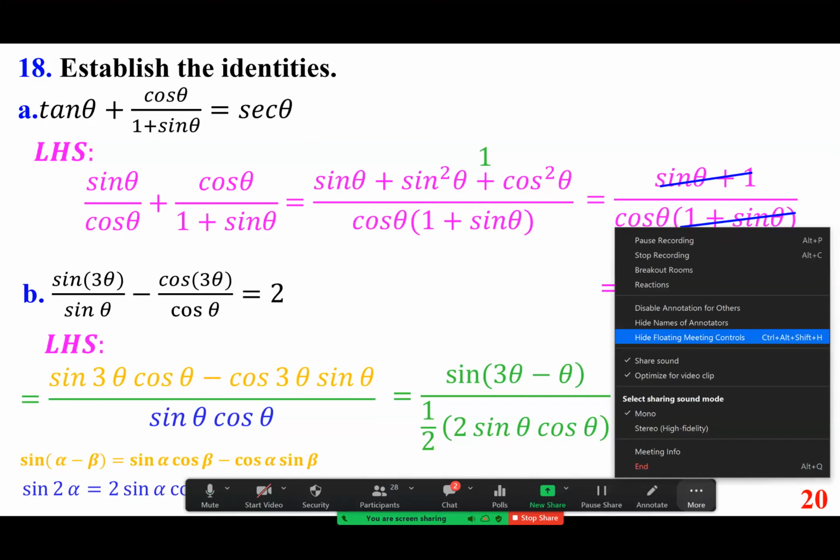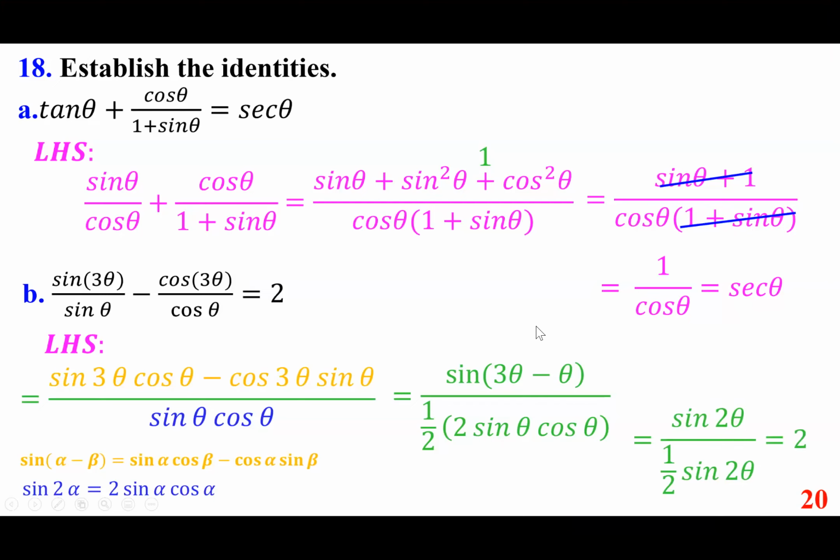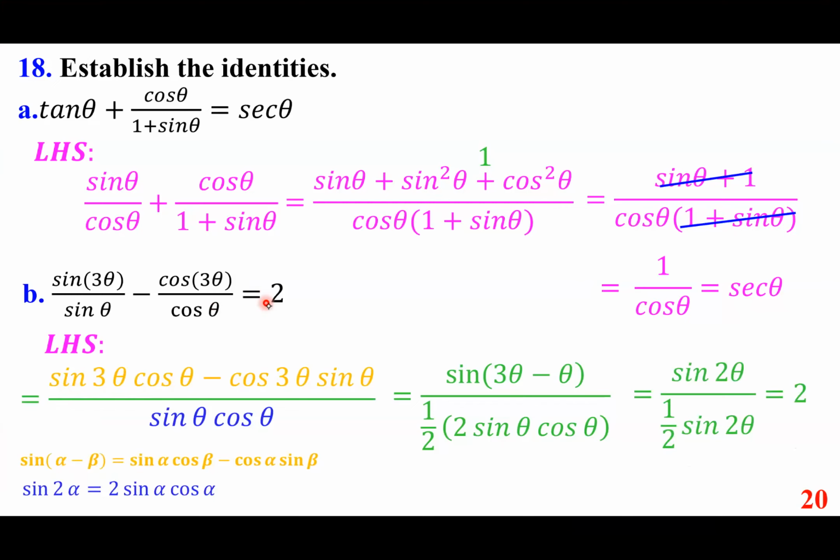All right, so we have sine 2 theta over half of sine 2 theta, which makes it 2. And that's the right-hand side.